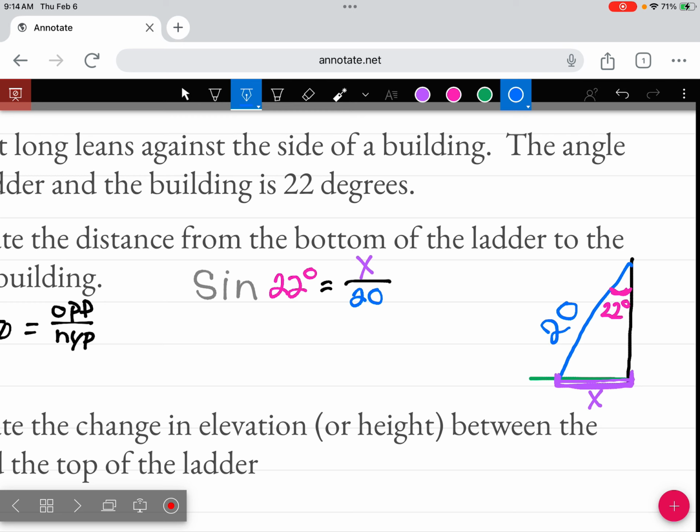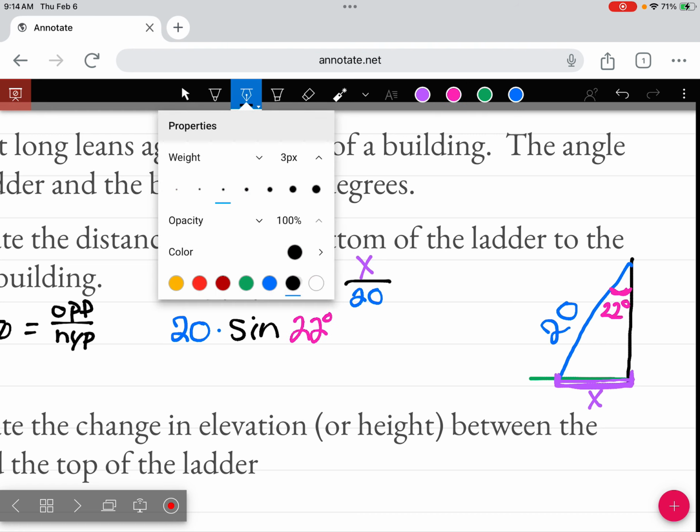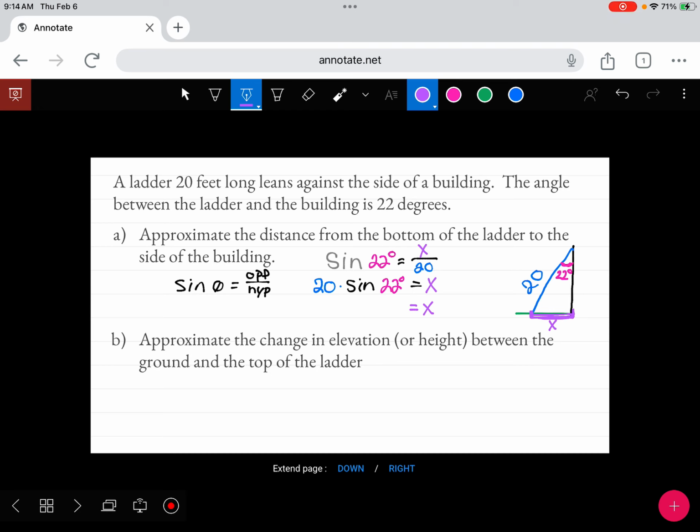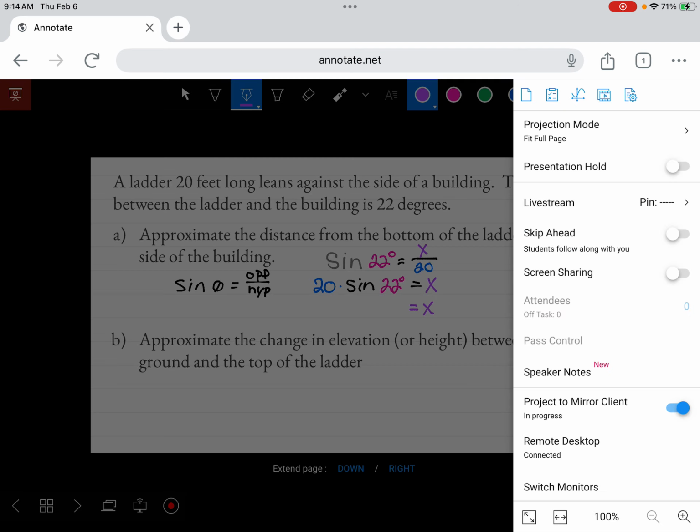How do I figure out what x is? Multiply each side by 20. So we're going to have 20 times sine of 22 degrees equals our x. So how can I get an actual distance here? Calculator. If it was an angle that's on the unit circle, you can get your value that way, but 22 degrees is not one of our unit circle angles, so calculator it is.